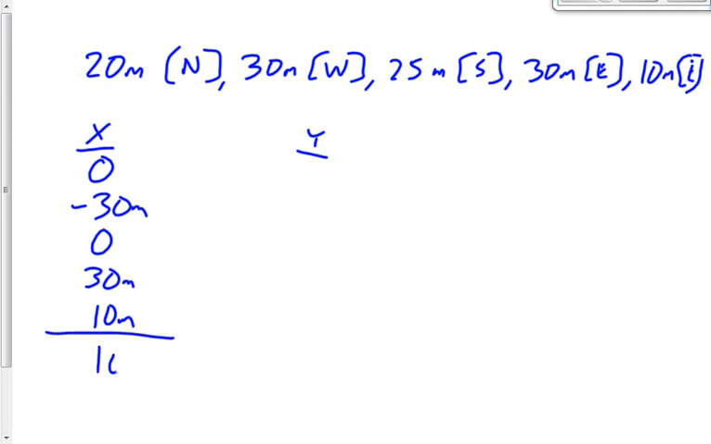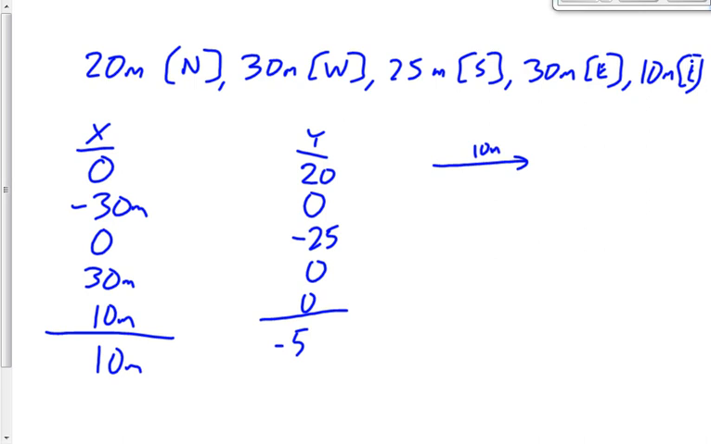We add these up, we get a value of positive 10. The y components, well, this is going to be 20, 0, negative 25, 0, and 0. Add those up, we get negative 5. Now the question is easy. Now we just redraw it. 10 meters, 5 meters, and the resultant vector goes from start to finish, or from the back to the front.